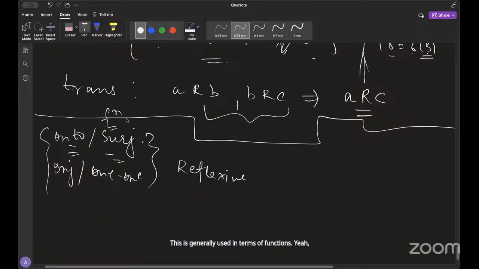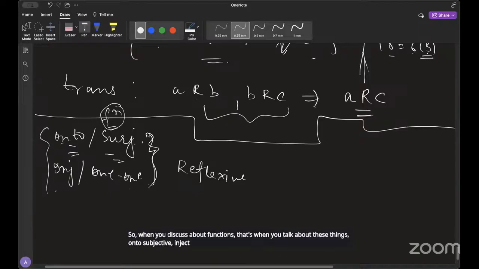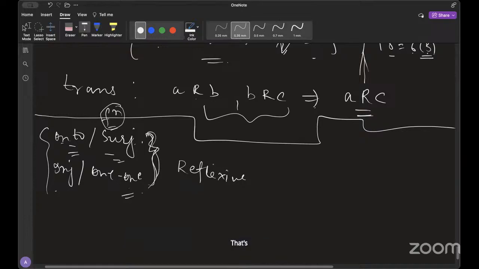Yeah, we'll get to that. So when you discuss functions, that's when you talk about these things: onto, surjective, injective, one-one. And what is reflexive? That's generally used in terms of relations. Reflexive we use in terms of relations. Relations, you have.